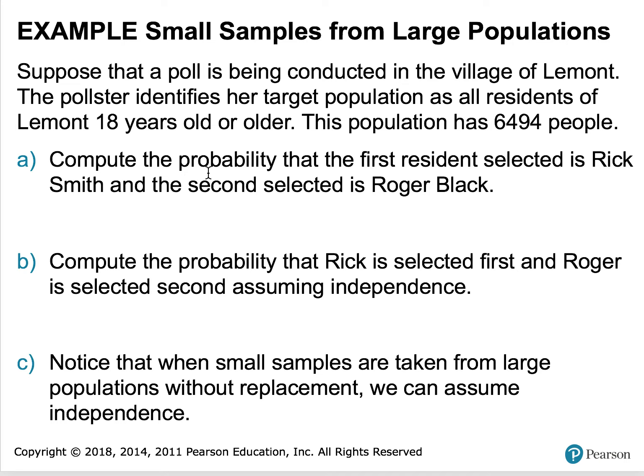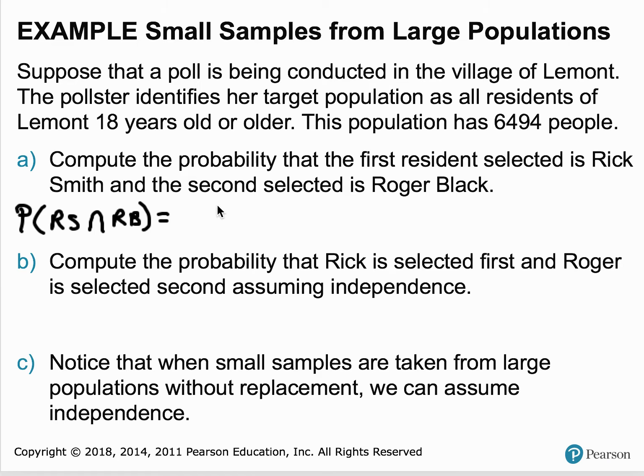Let's look at one more. Suppose that a poll is being conducted in the village of Lamont. The pollster identifies her target population as all residents of Lamont 18 years or older, and this population has 6,494 people. Compute the probability that the first resident selected is Rick Smith and the second is Roger Black.